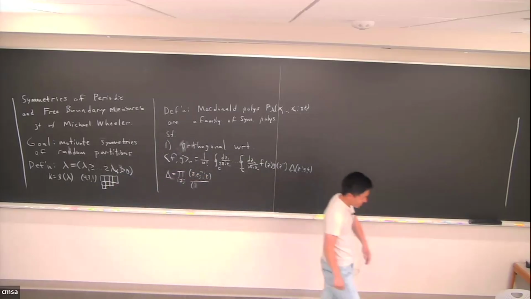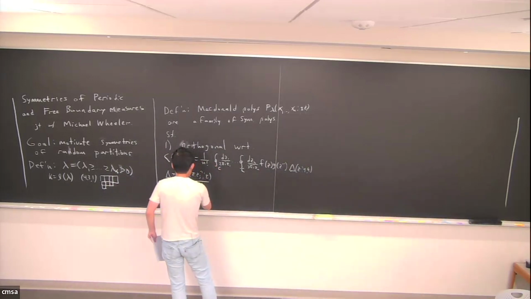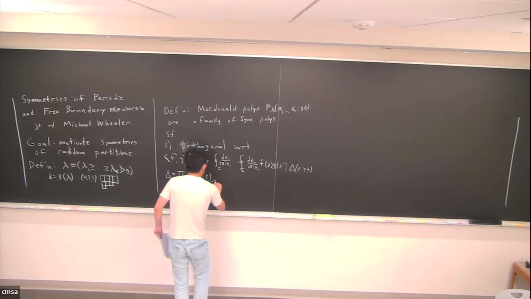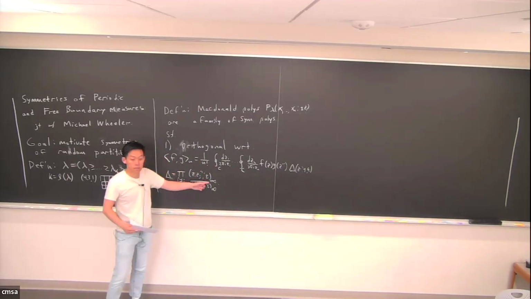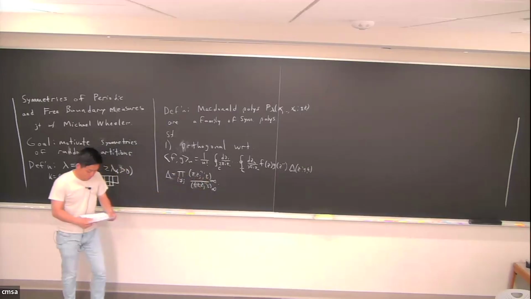I can never remember where the t goes. These are the q Pochhammer symbols. So it's a product with increasing powers of q.